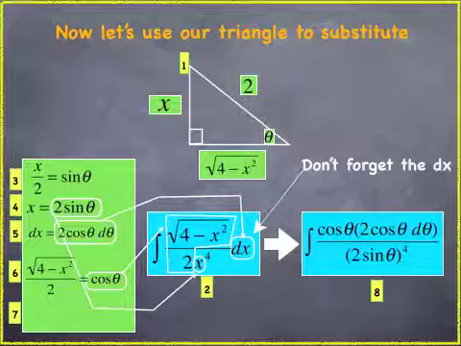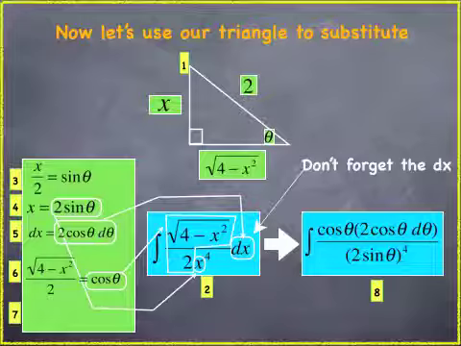And you can see we've done that in item 8. Then we're going to replace the dx. Now that's the most common mistake students make. They replace everything, but they forget the dx. So if you go to item 5, the dx in our case is 2 cosine of theta d theta. So that's what we're going to replace the dx with. And again, if you look in item 8, you'll see that we've done that.